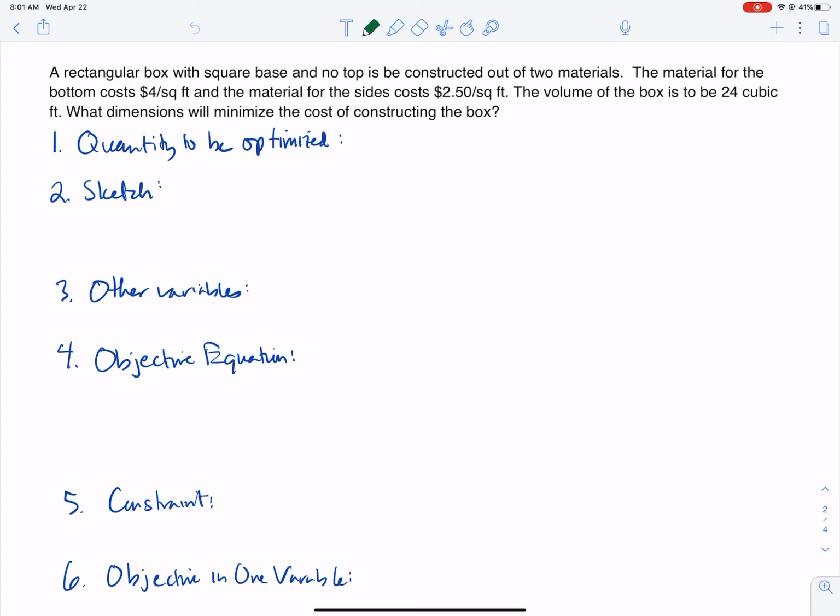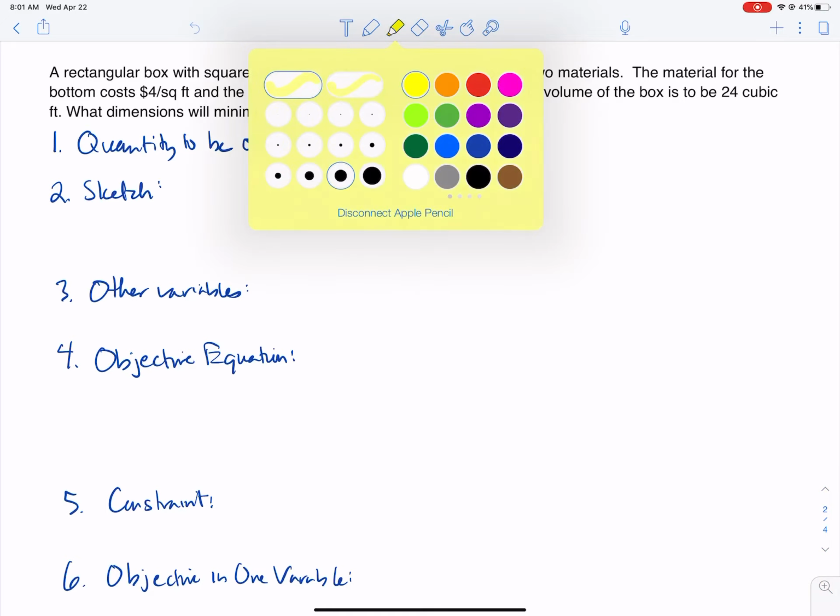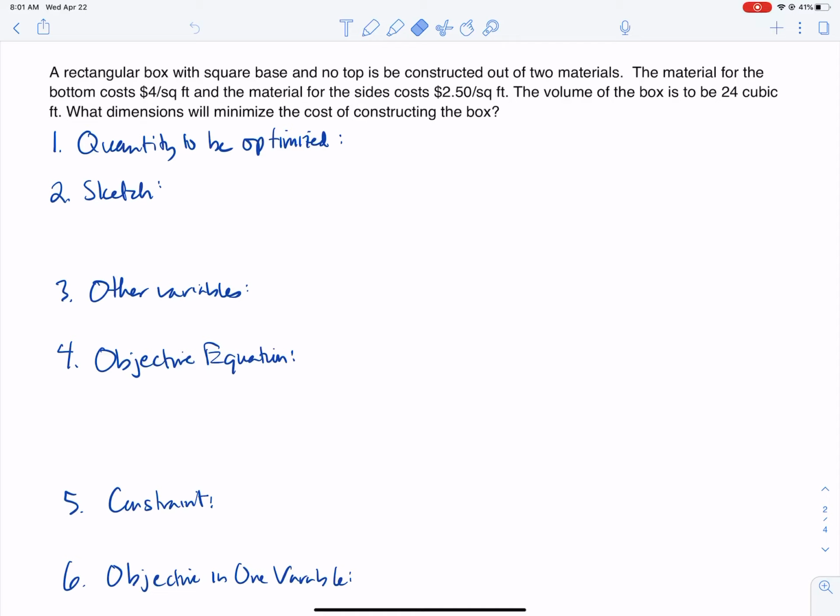And so the question before us is, how long should I make the length, width, and height of the box in order to minimize how much it costs me to do so? And we're going to assume that cost here is only materials. We're not going to account for labor. And so we may want to start by looking at our question here. What dimensions are going to minimize the cost of constructing the box?